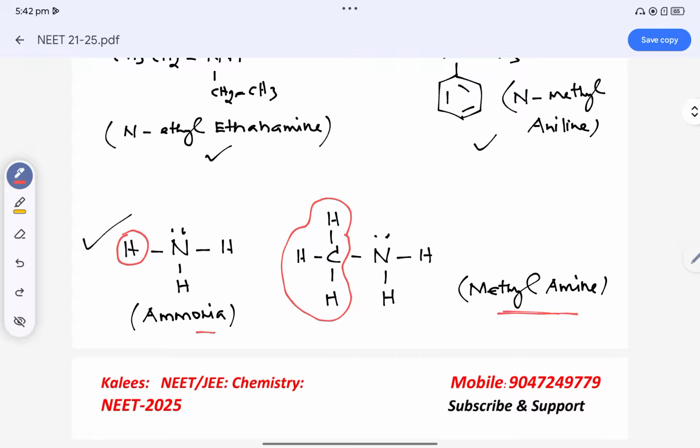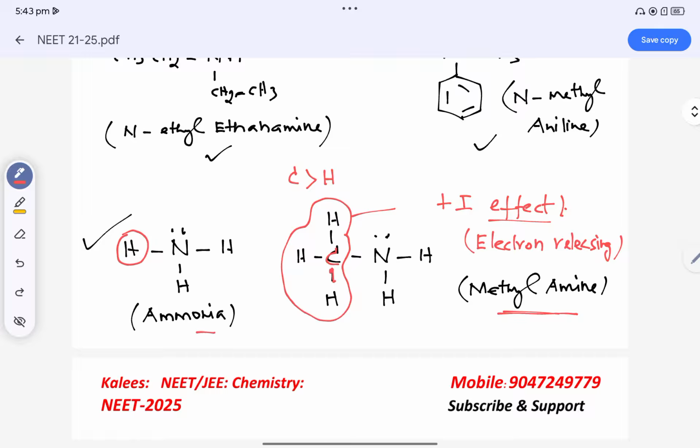What is the impact of this structure? The presence of the methyl group has a plus I effect. This is the trick. What is the meaning of plus I effect? Electron releasing group. Yes, we know that carbon is more electronegative than hydrogen.